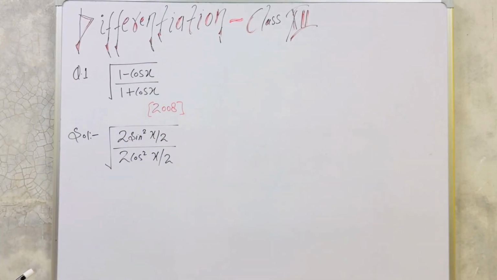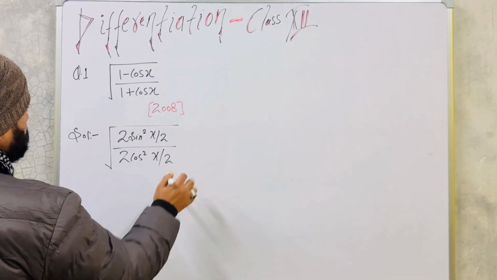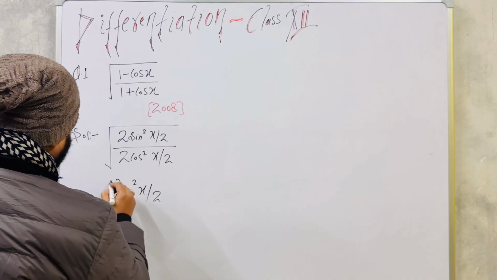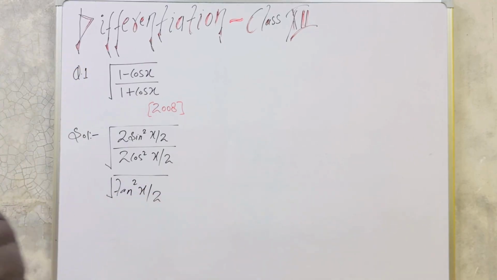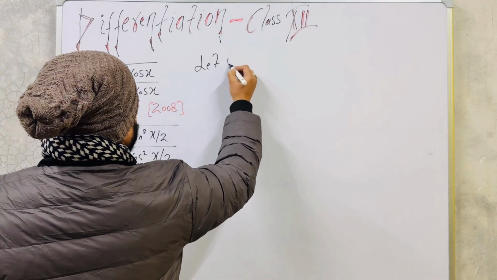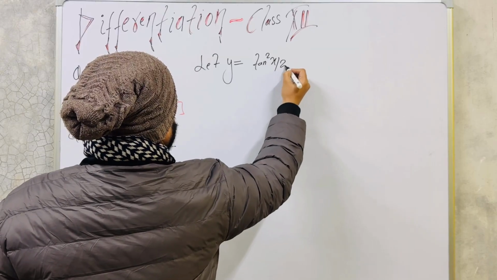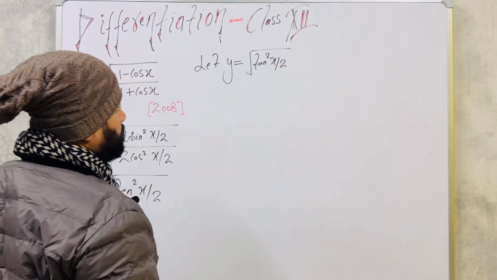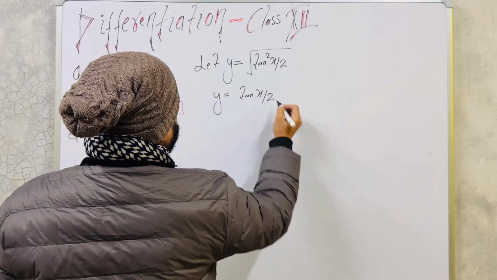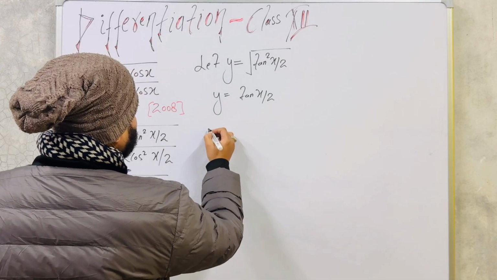Okay, y is equal to, now that is 2 sin square x by 2 upon 2 cos square x by 2, that is tan square x by 2. Now y is equal to the under root of tan square x by 2. We remove the under root, so y is equal to tan x by 2. Okay, let us start the differentiation.